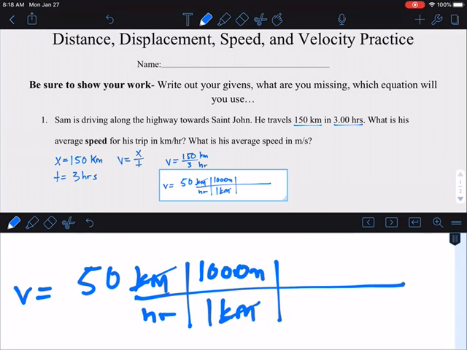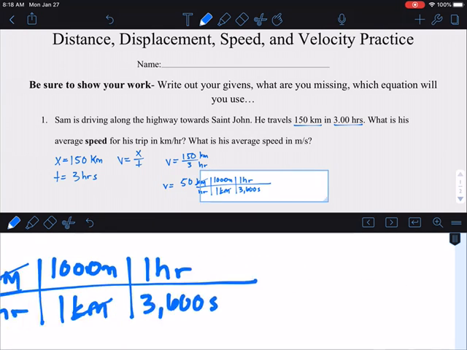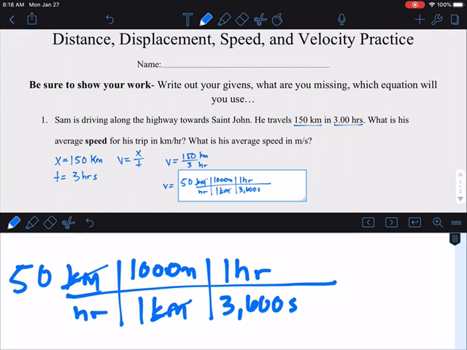Then I've got to convert my hours to seconds. I know that in 1 hour there are 3,600 seconds. I get that by multiplying 60 seconds times 60 minutes, and that tells you how many seconds are in an hour. So then all that's left is to complete the math.